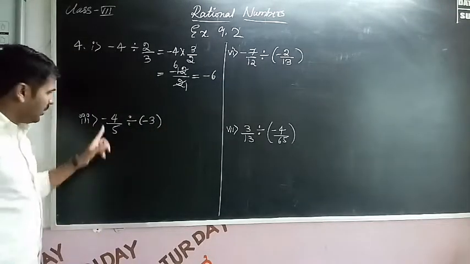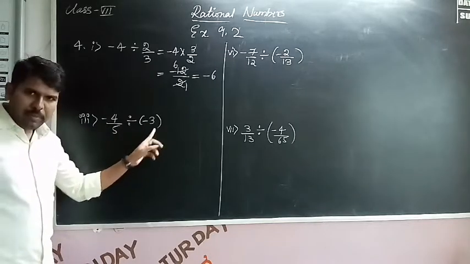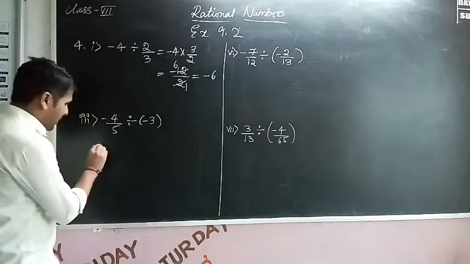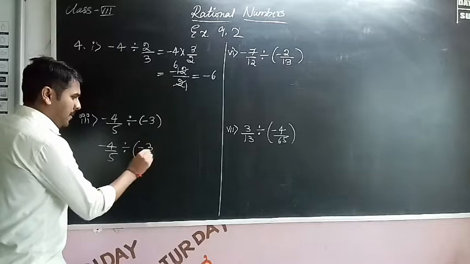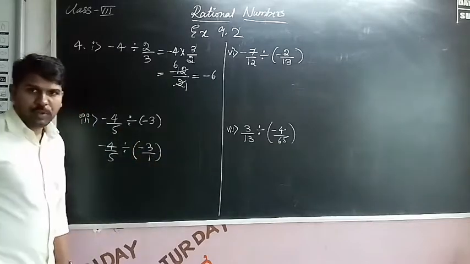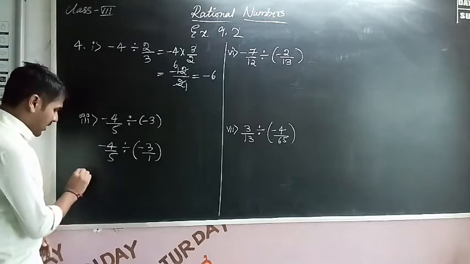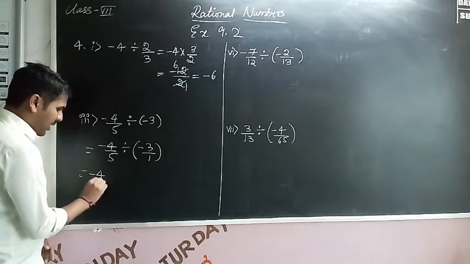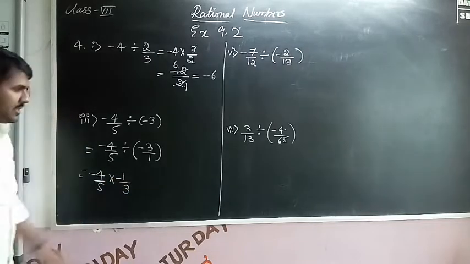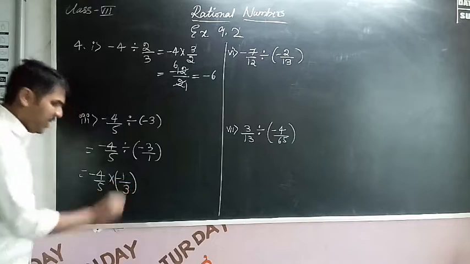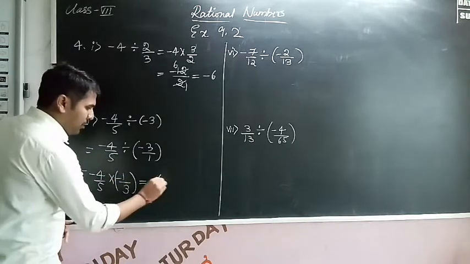So next, here minus 4 by 5 divided by minus 3 is there. If there is no denominator, it means the denominator is 1. So minus 4 by 5 as it is, divided by minus 3 by 1. There is no denominator, which means 1 is there. So now remove the division sign. Minus 4 by 5 into 1 by 3. So the minus sign is there. Here the minus sign is there. Minus 1 by 3. So now multiply 4 into 1, 4.